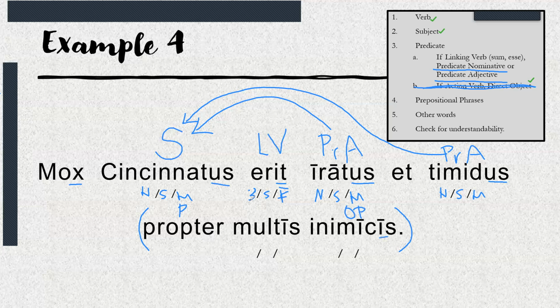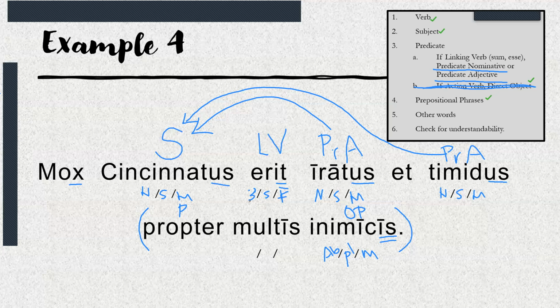So inimicis, we now need to parse it. It is ablative, and it is plural, and it is masculine from inimicus, inimici. This is one of those that you could look up and see exactly which endings to use, which declension it's in. Now, because of enemies, Cincinnatus will be angry, afraid because of enemies. Now, clearly, this isn't good English yet, but we'll get there. Prepositional phrases, parsed and labeled.